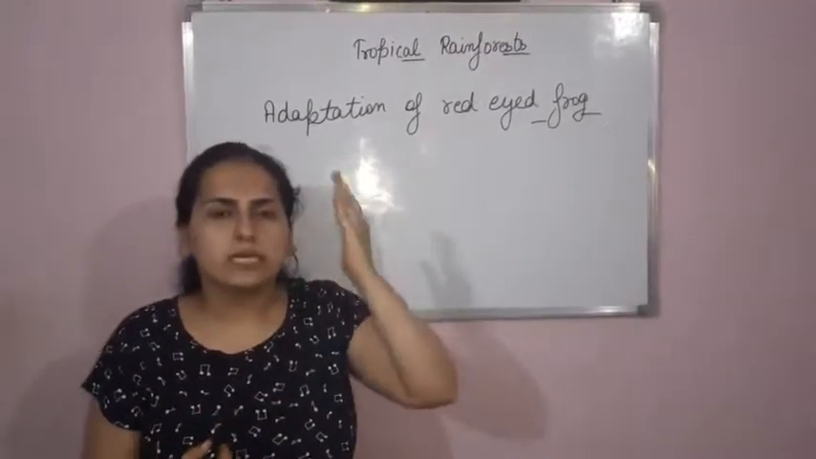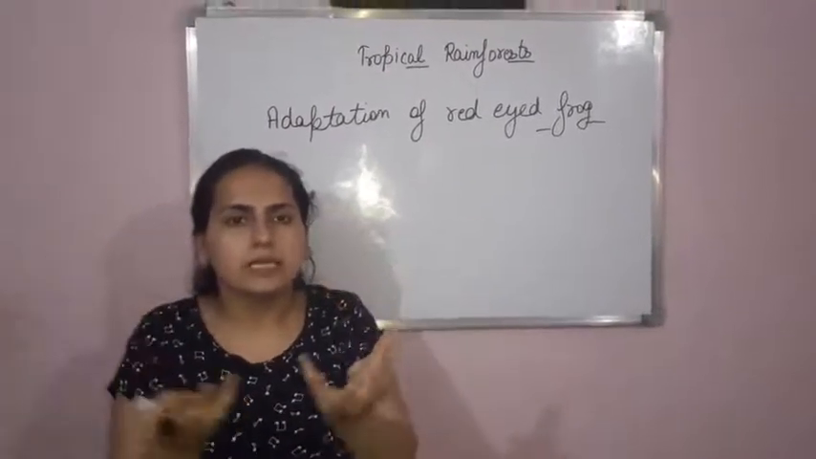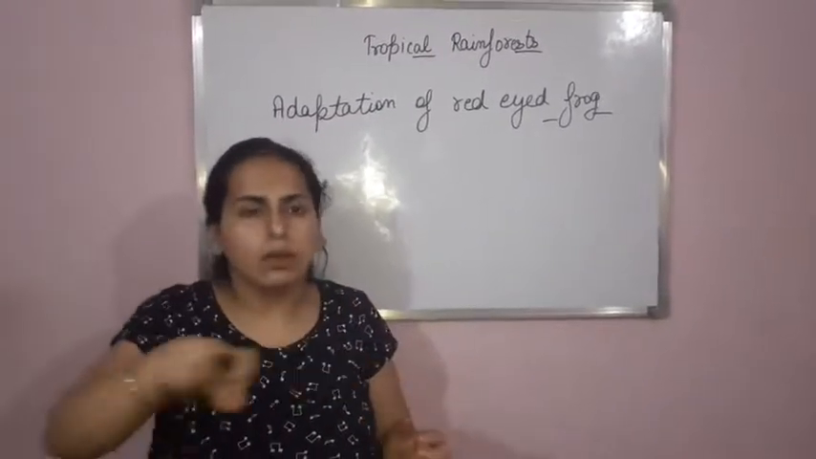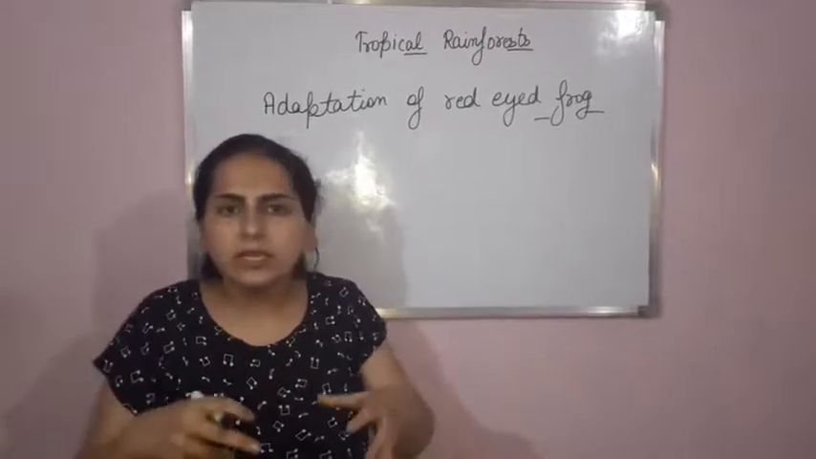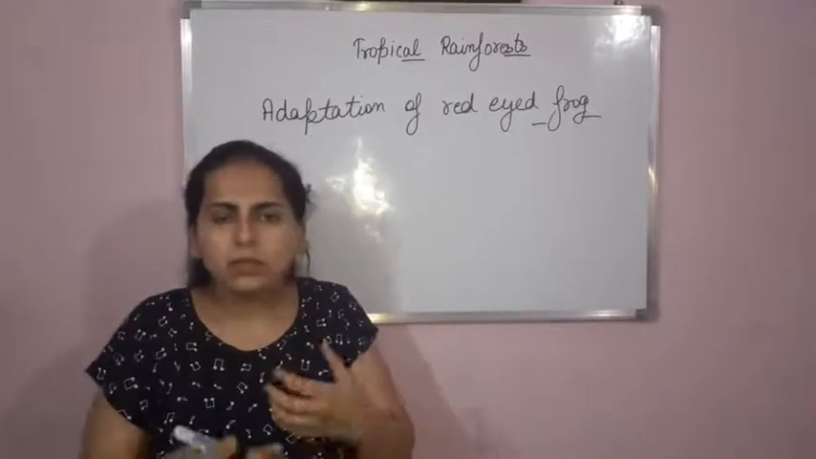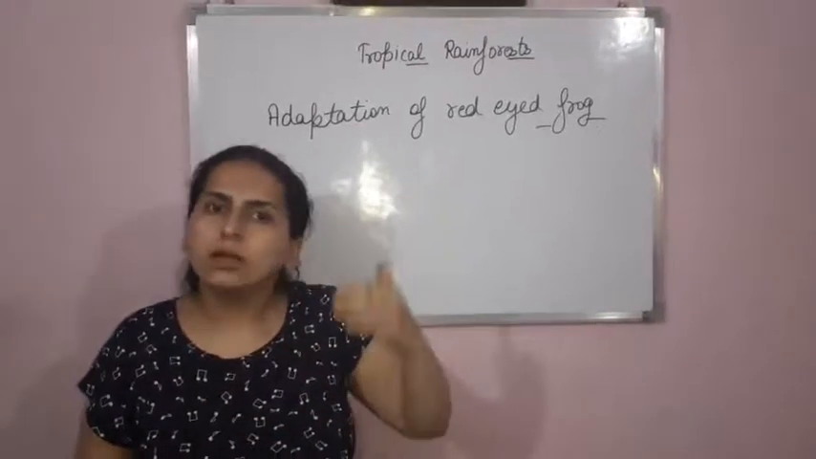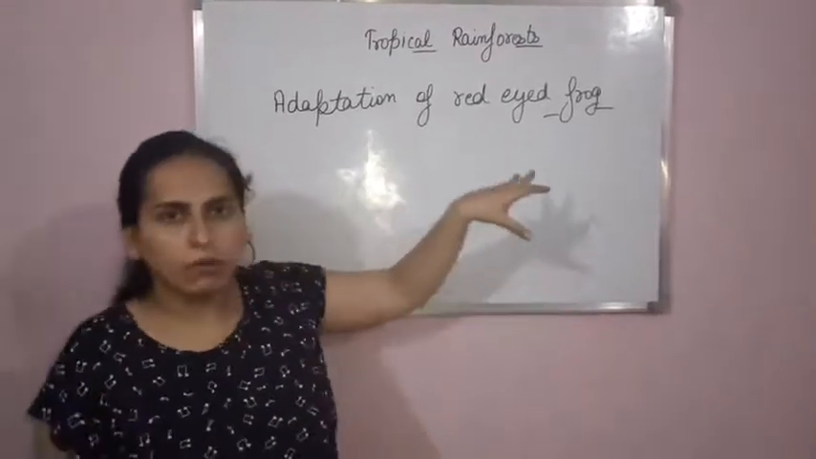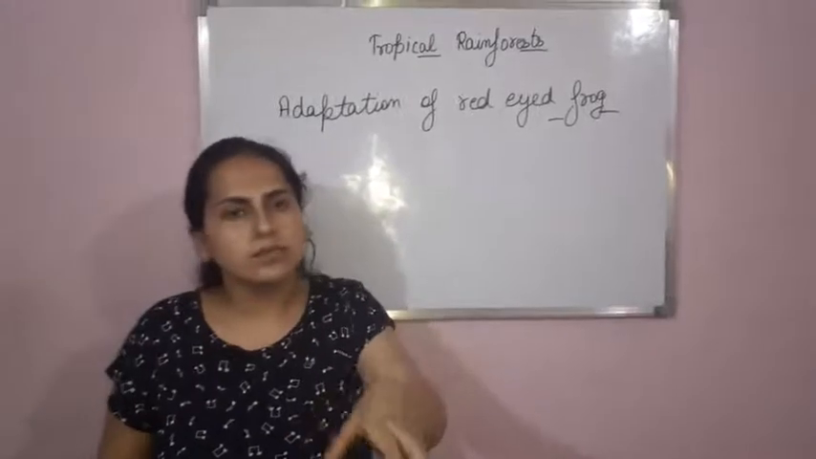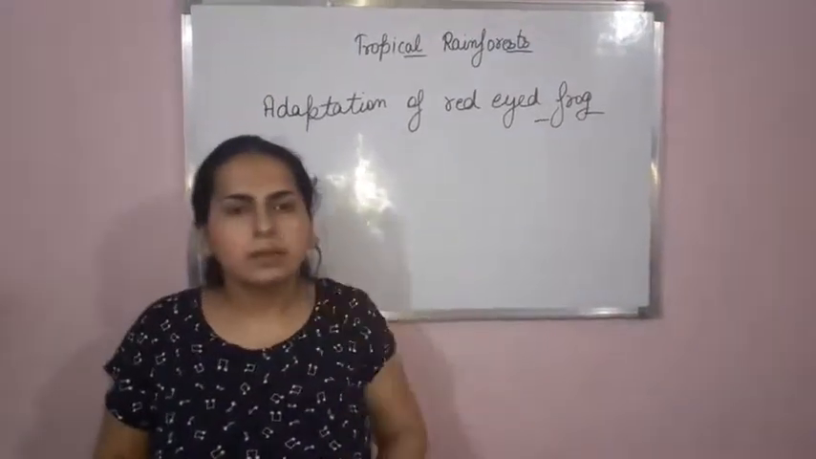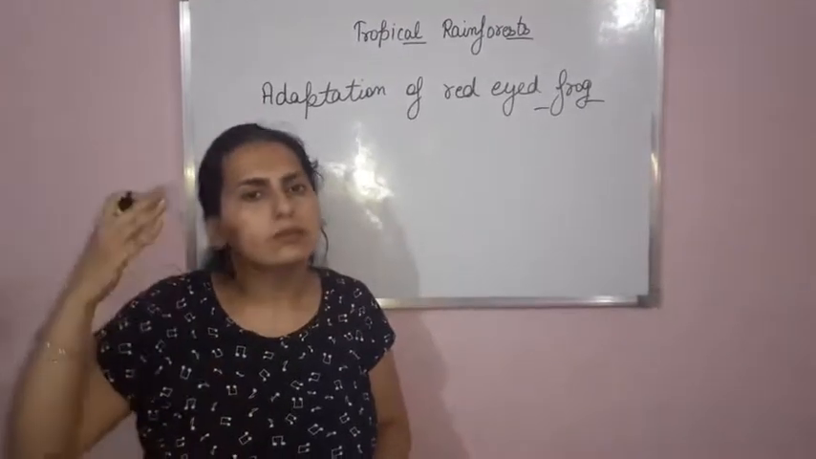It means you can say they are utilizing the maximum area. As on the ground, there is competition for space, so many of the animals are adapted to live on the trees. And this frog is one amongst them. Clear? Red-eyed frog is adapted to live on the trees.